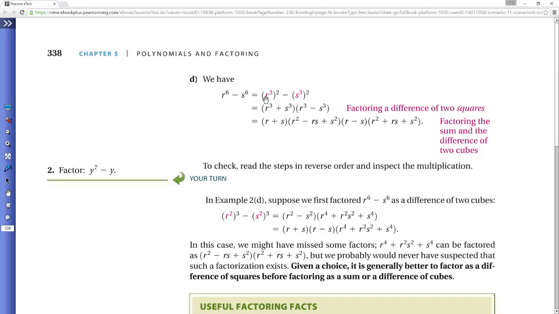But they're not doing that, are they? So all of a sudden I stop and I say, hey, they could do difference of cubes, but what is an easier thing to factor first? We should always look for difference of squares first. It will save you a lot of headaches if you do this.